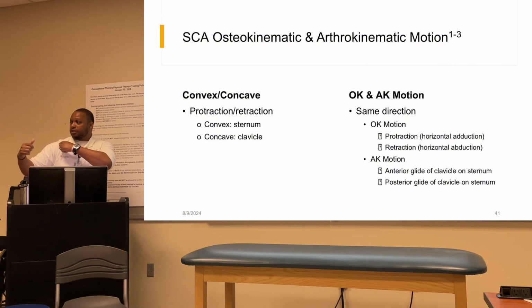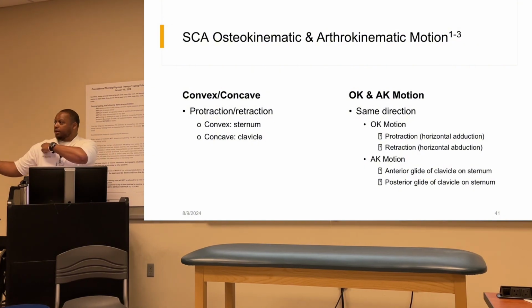So you've got to picture this. My clavicle, now that I'm doing horizontal adduction, is moving away from the midline, moving anteriorly. My clavicle is translating anteriorly. So now I'm going to get an anterior glide of the clavicle on the sternum, because now the concave portion of the clavicle is moving on the convexity of the sternum. It's a saddle joint. It changes like the CMC joint, okay?